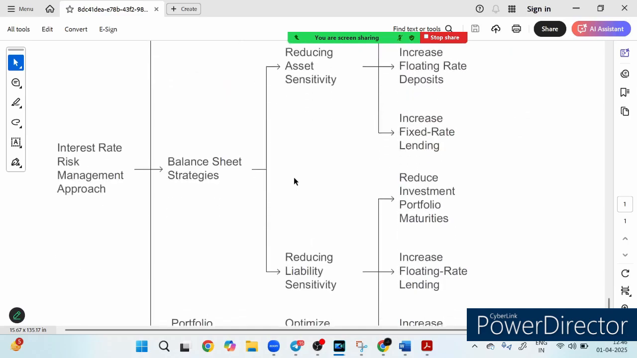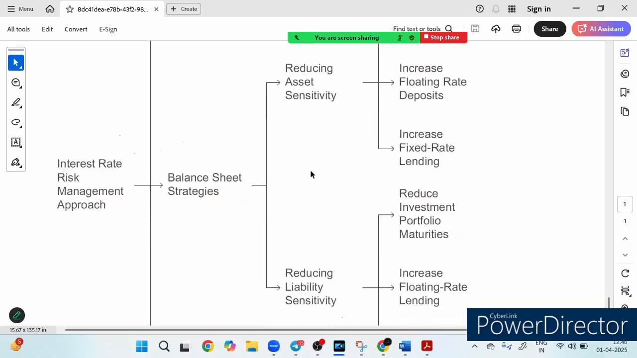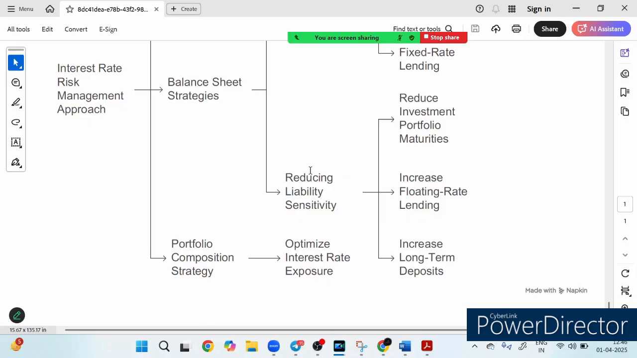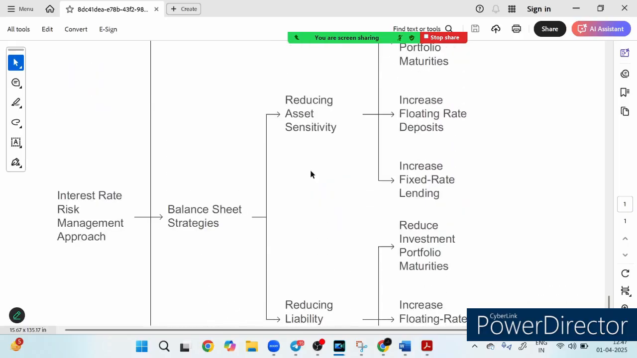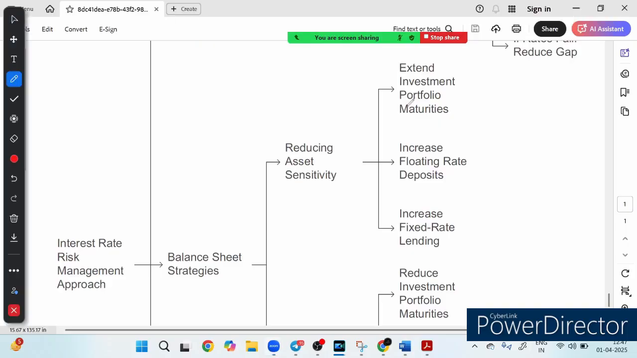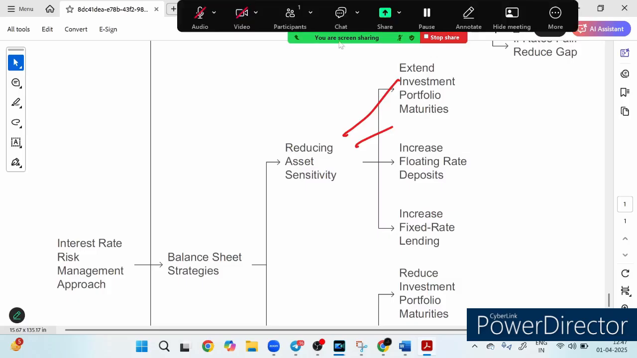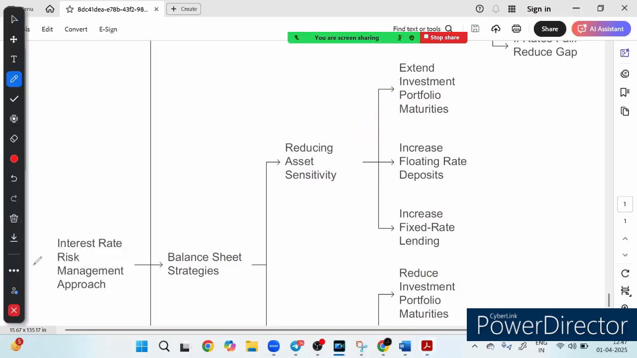The second way to do it is the balance sheet strategy. In the balance sheet strategy, the first thing is that banks adjust their investment and lending portfolio to minimize risk, right? If they want to reduce asset sensitivity, how do they do it? First of all, they increase floating rate deposits. Floating rate deposits means those deposits which adjust with the rate change. Or they increase fixed rate lending, or they extend investment portfolio maturity. All of these cause reduced asset sensitivity.